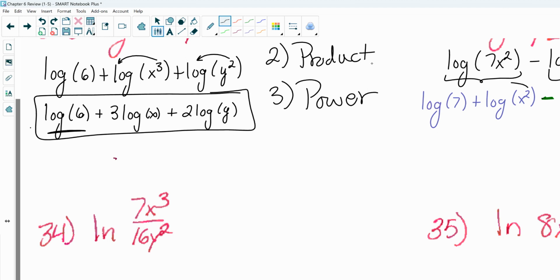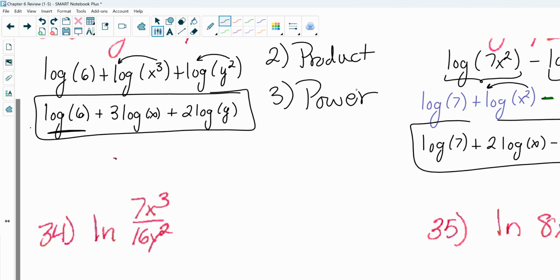And the last thing we're going to do is power. So we're going to move the 2 out front. Now log of 7 is going to stay log of 7. But our log of x squared becomes plus 2 log of x. Minus, the sign's still going to stay there. We move the 3 out front, giving us minus 3 log of y. Same with z. We move the 2 out front, giving us minus 2 log of z. And that's our answer.